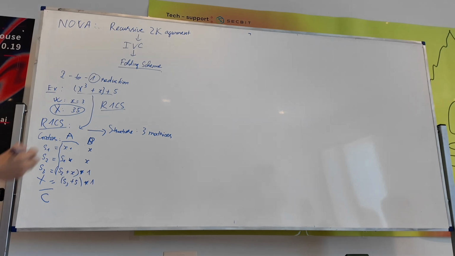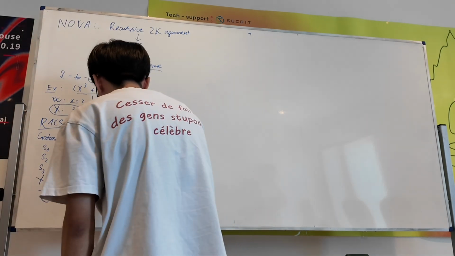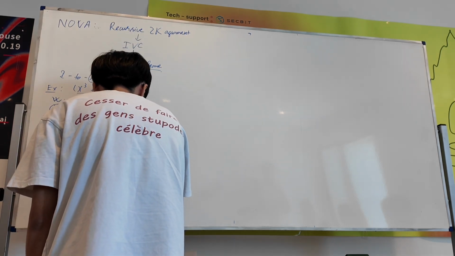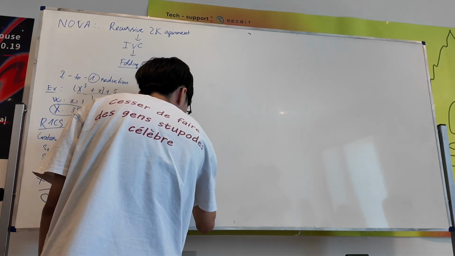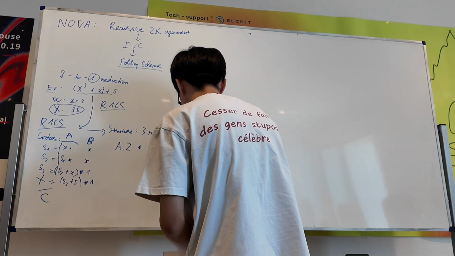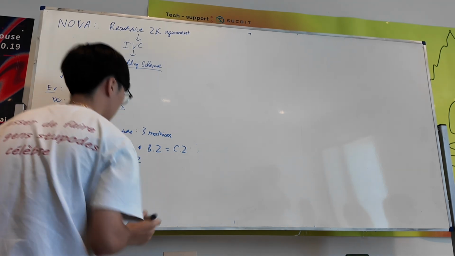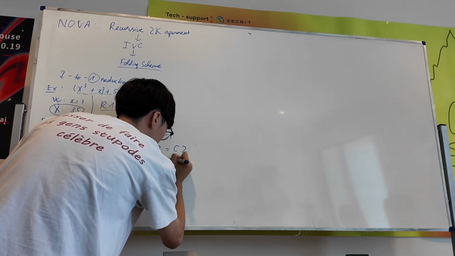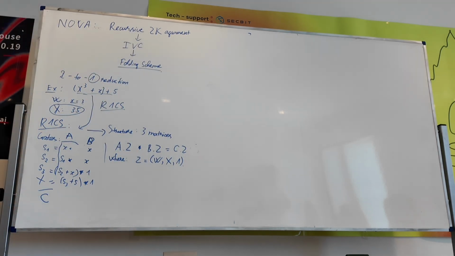If the instance satisfies the equation with the witness W here, the condition is that AZ times BZ equals CZ, where Z is the witness, the instance, and the number one. So that is the definition of R1CS.